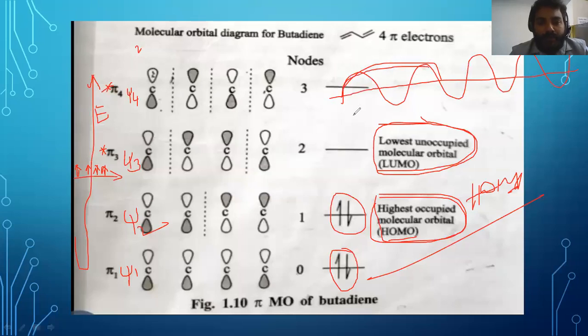Psi MO equals psi a plus psi b. Psi MO equals psi a minus psi b. Psi a plus psi b means the wave function is in phase. Psi a minus psi b means the wave function is out of phase. Here minus, here plus. This is psi a, and this is psi b.